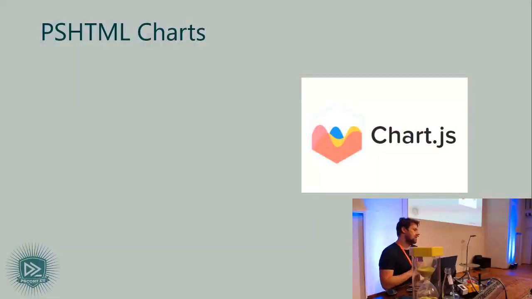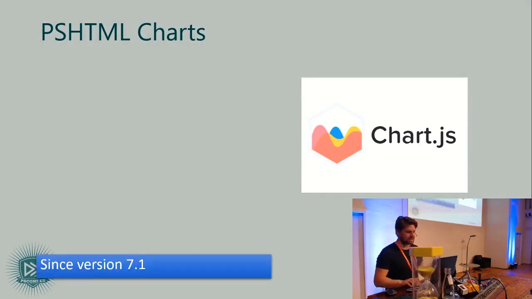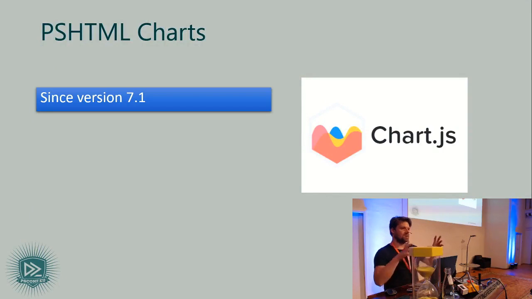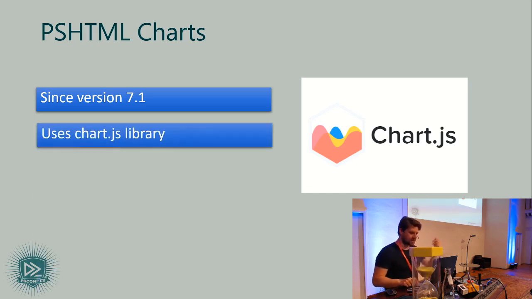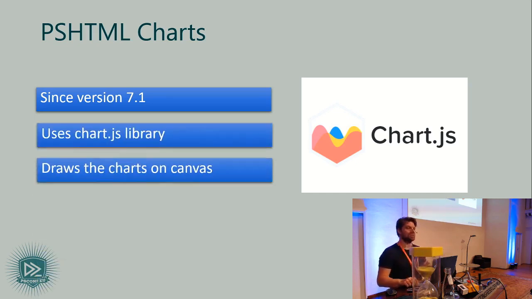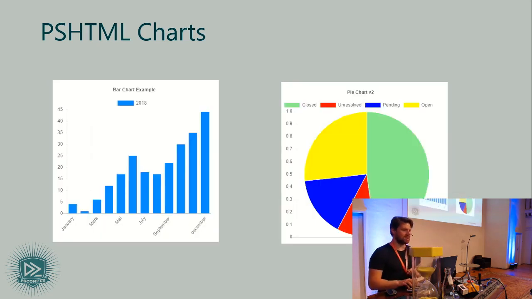So that was nice, and this was technically a very interesting part for me to write. PSHTML chart is based on a framework called Chart.js. PSHTML supports the creation of charts since version 7.1. It has a dependency on the Chart.js library, which is one part of the assets. One important thing is that Chart.js draws charts on something called a canvas. It's an HTML tag like div, so you need to put a canvas somewhere in your HTML document.